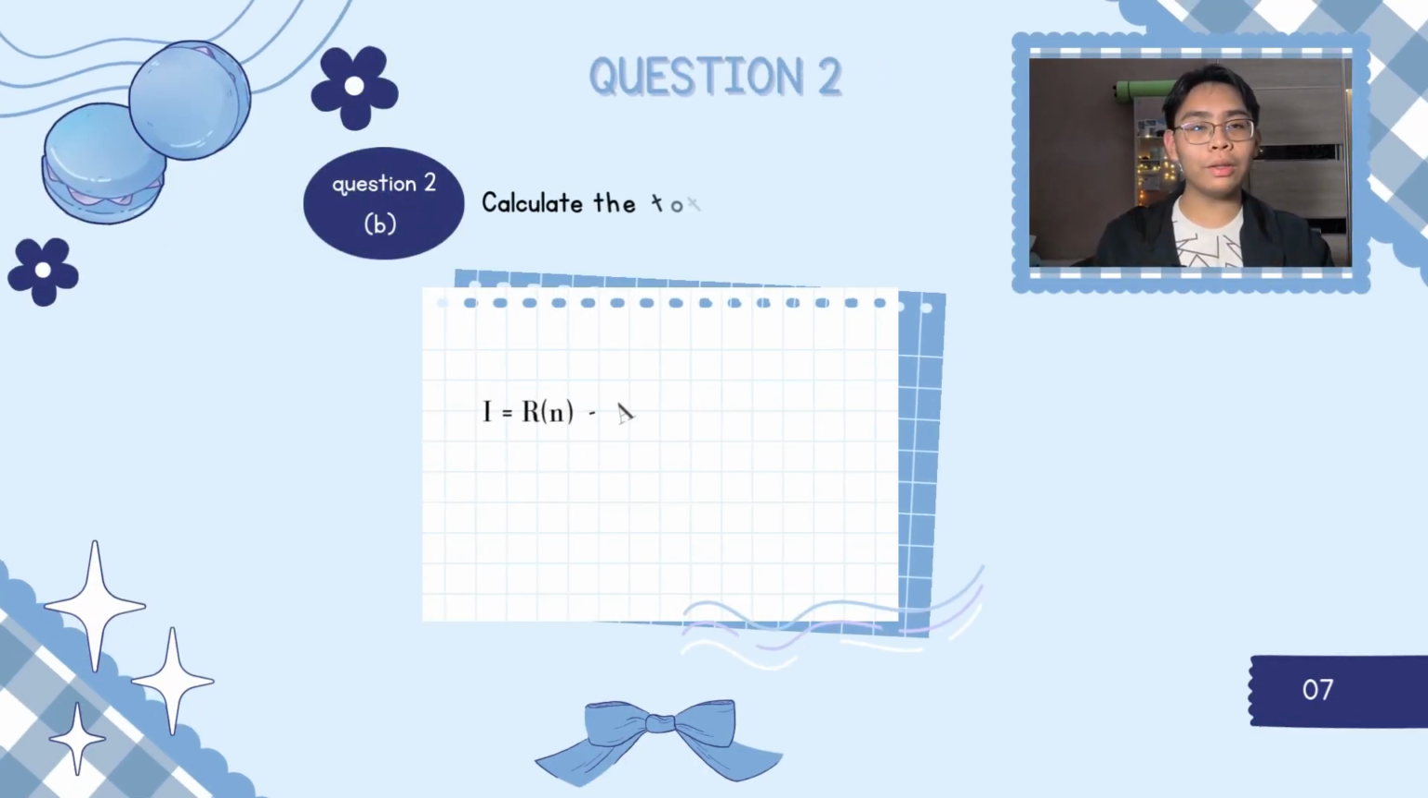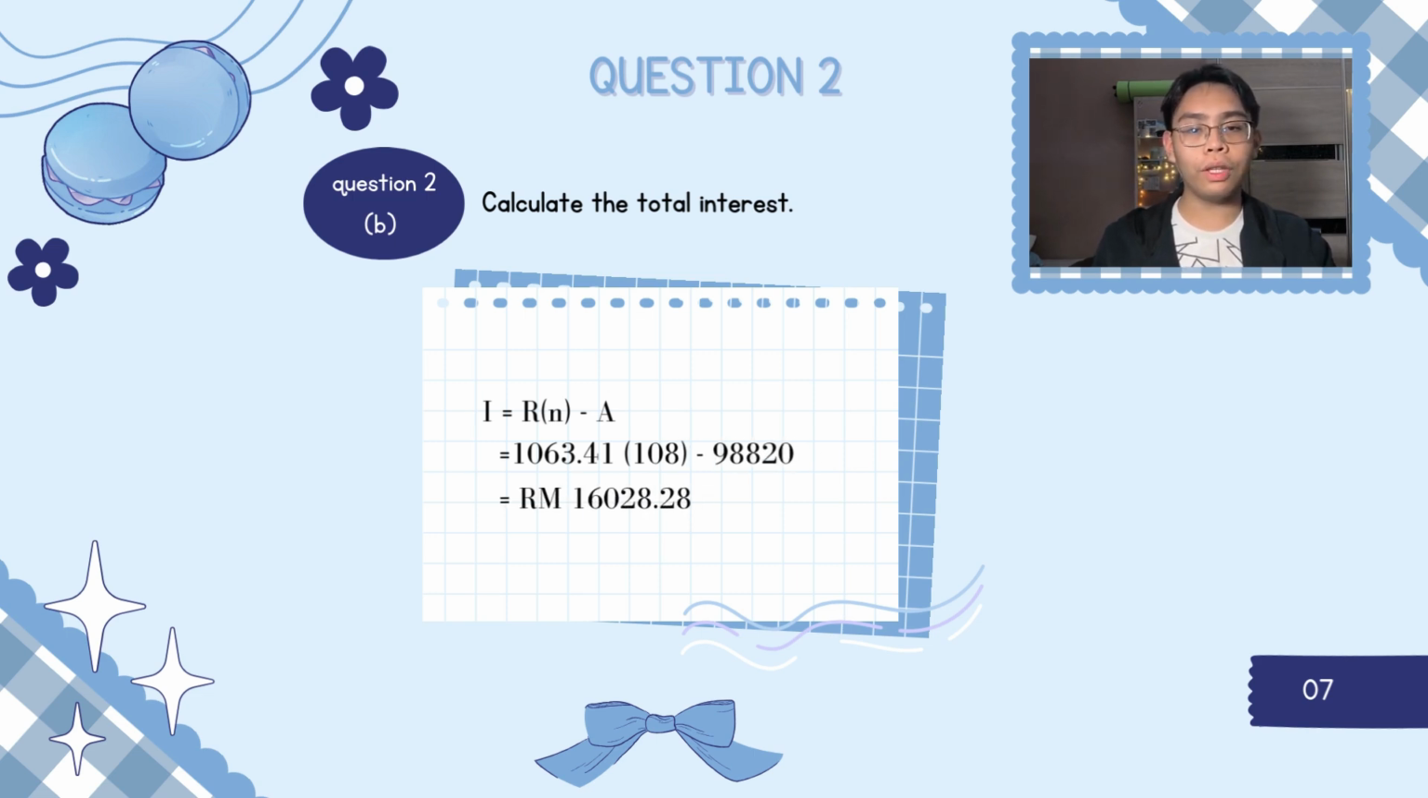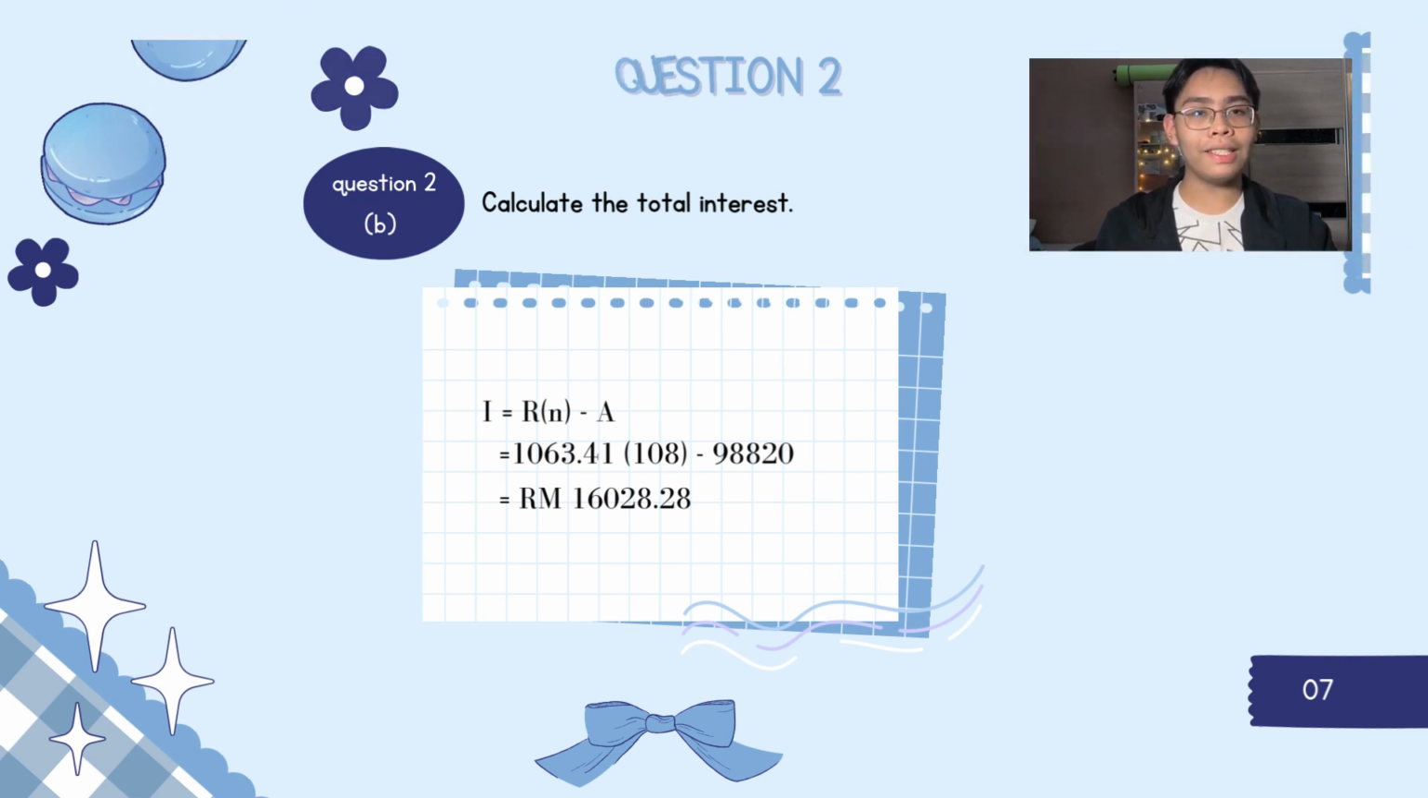Question 2b, calculate the total interest. We use the formula of I equals R multiplied by n minus A. 1063.41 multiplied by 108 minus 98,820. The result is RM 16,028.28.